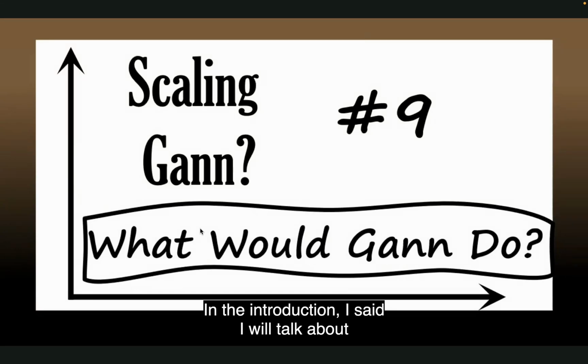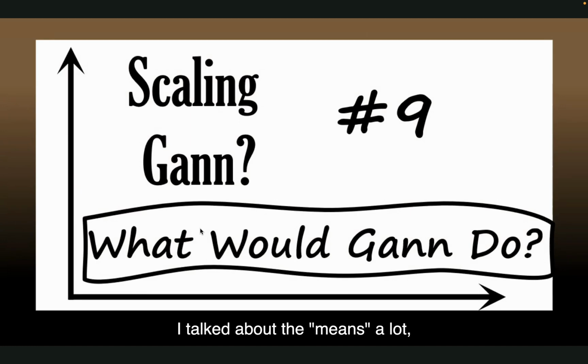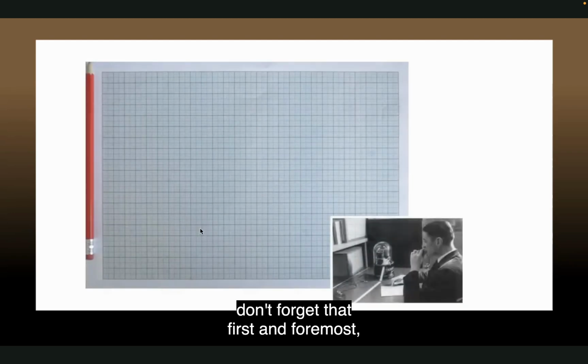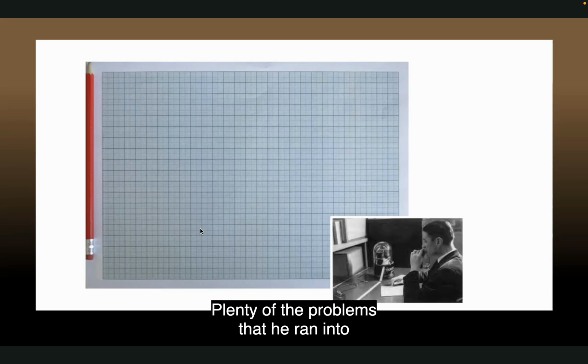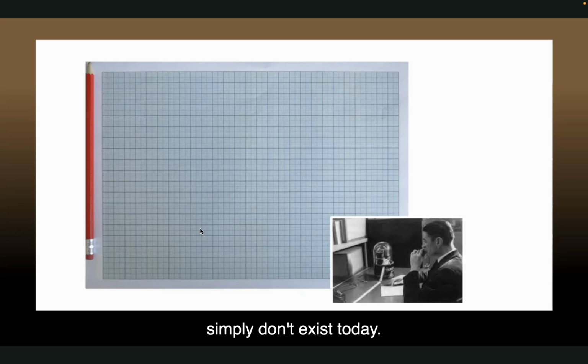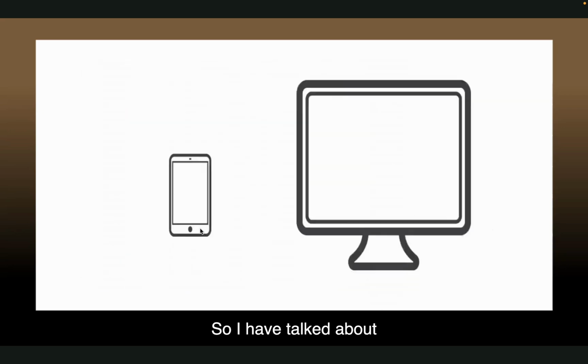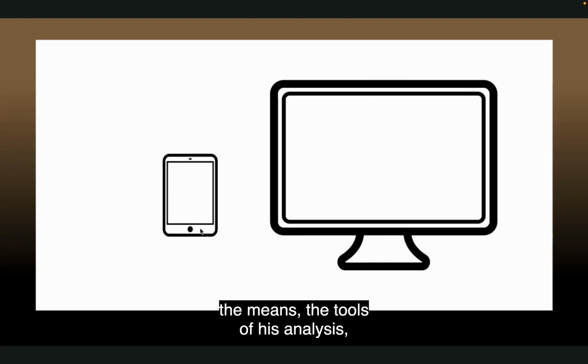I said I would talk about the means and the purpose of GAN's techniques. I talked about the means a lot, which is, in a nutshell, don't forget that first and foremost he worked on paper. Plenty of the problems that he ran into simply don't exist today. So I have talked about the means, the tools of his analysis, but I haven't talked about the purpose. It's for an obvious reason.